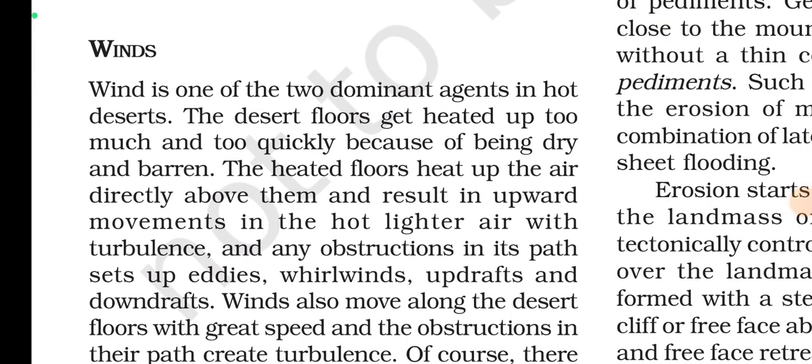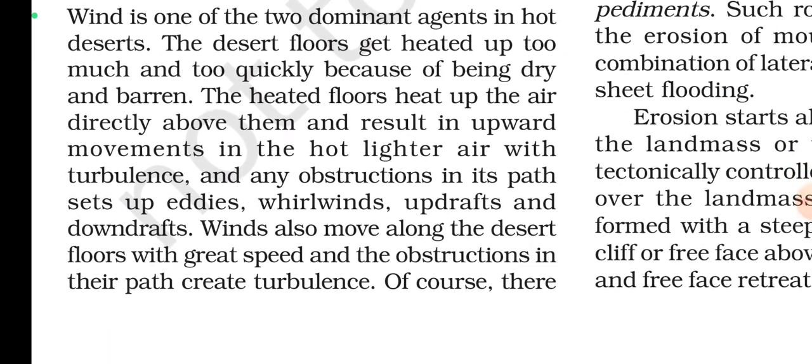Now winds. Wind is one of the two dominant agents in hot deserts. The desert floors get heated up too much and too quickly because of being dry and barren. The heated floors heat up the air directly above them and result in upward movements in the hot, lighter air with turbulence, and any obstructions in its path set up eddies, winds, updrafts and downdrafts. Winds also move along the desert floors with great speed, and the obstructions in their path create turbulence.